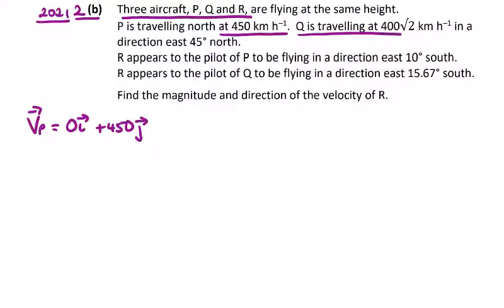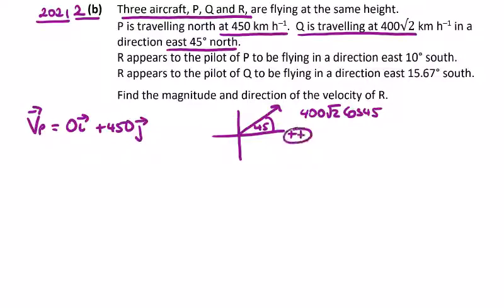Q is traveling 400 root 2 in a direction east 45 degrees north. Just do a little map. East 45 degrees north is up in that direction. So it's going to be 400 root 2 by the cos of 45, and it's going to be positive in this direction, in the i direction, plus 400 root 2 by the sine of 45, in the i direction, sorry, 1 over root 2.